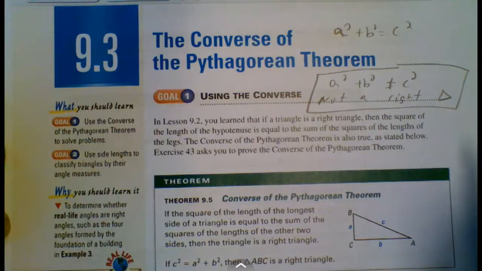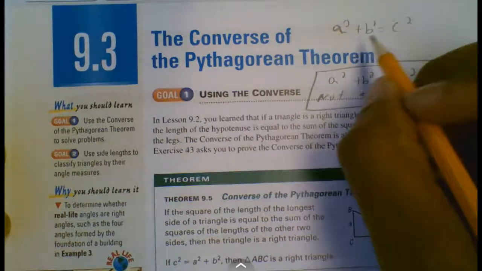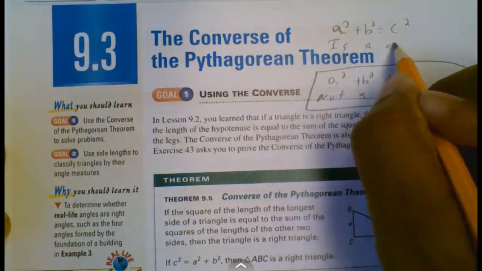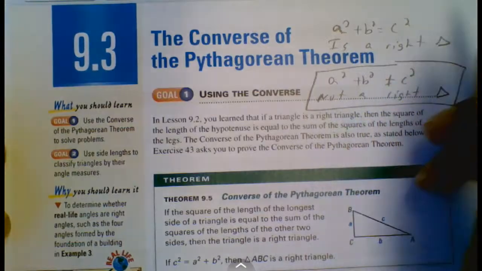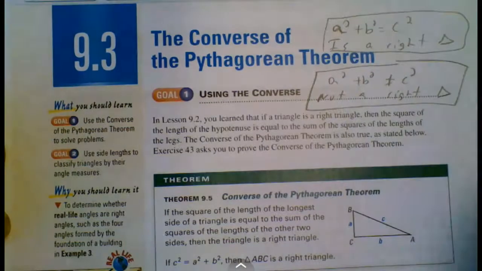Essentially, what the converse says: if a squared plus b squared equals c squared, then it is a right triangle. And if they don't equal, then it's not a right triangle.